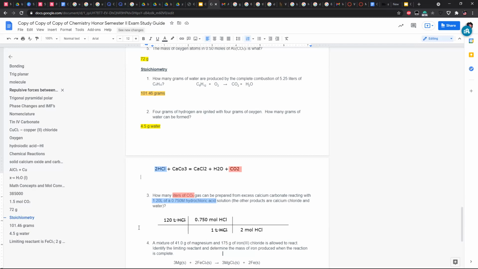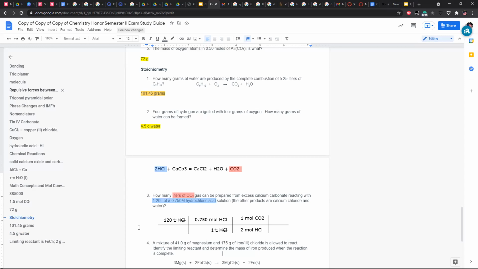So we have 2 hydrochloric acids for every 1 carbon dioxide. So we're going to put the 2 moles, in this case 2 moles of hydrochloric acid, for every 1 mole of carbon dioxide gas. And then we're almost there. They're asking for liters of carbon dioxide, so we just have to convert moles of carbon dioxide into liters of carbon dioxide.